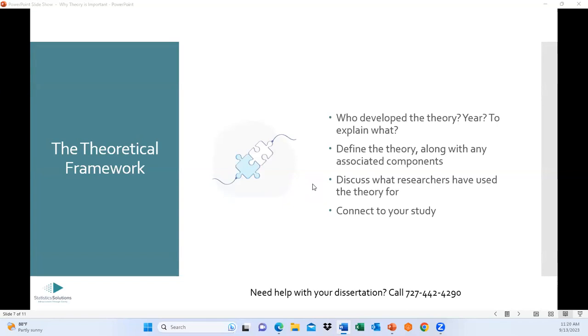And it's important that you connect the theory to your study, right? How does the theory relate to what you're doing? How is it related to what you're trying to find out? And that's the theoretical framework.